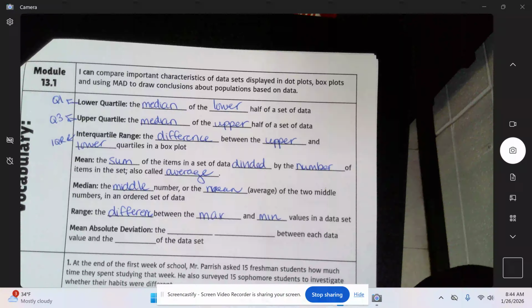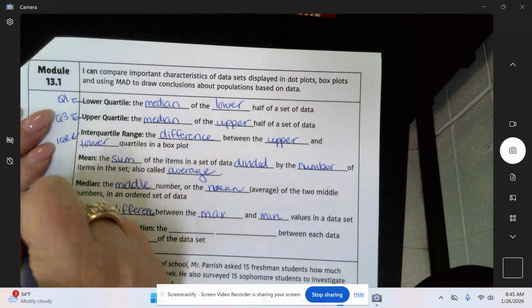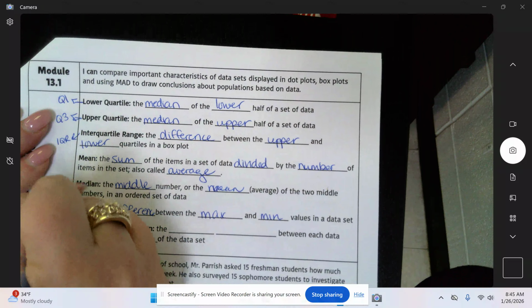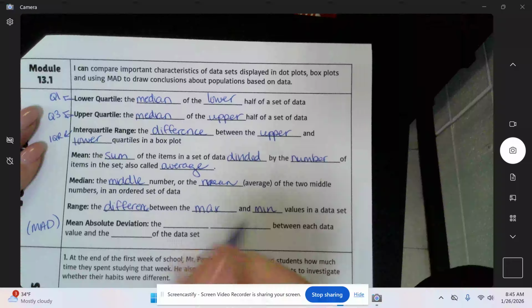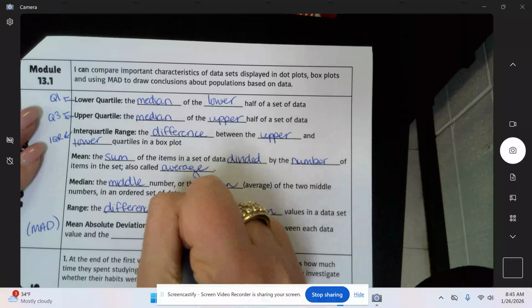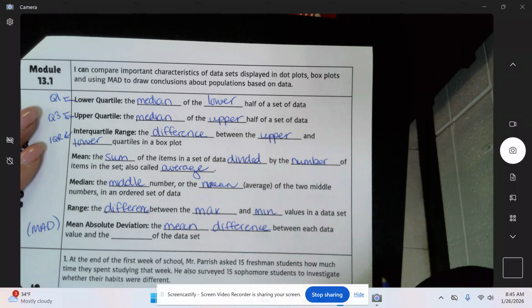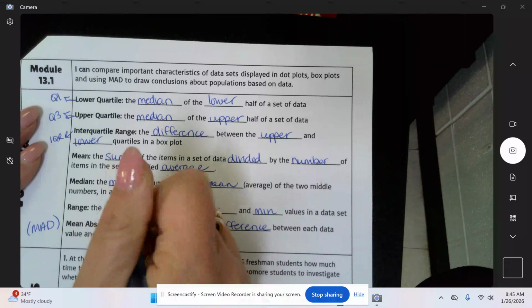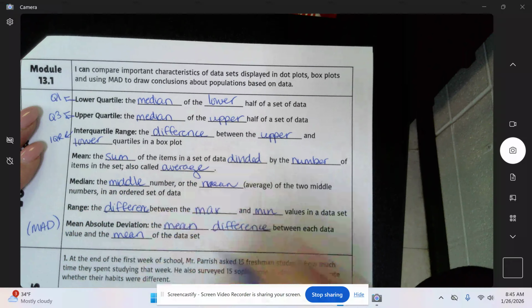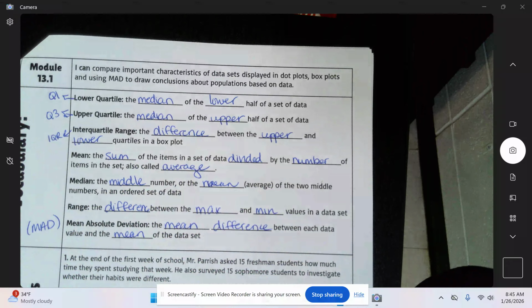Y'all did a little bit with MAD last year, I think. Did you? Just a smidge? Yeah. We're just going to do a smidge this year with it too. Okay, we're not going to dive completely deep into it. But MAD, also known as the mean absolute deviation, is the mean difference between each value and the mean of the data. So basically we're finding the mean a lot.